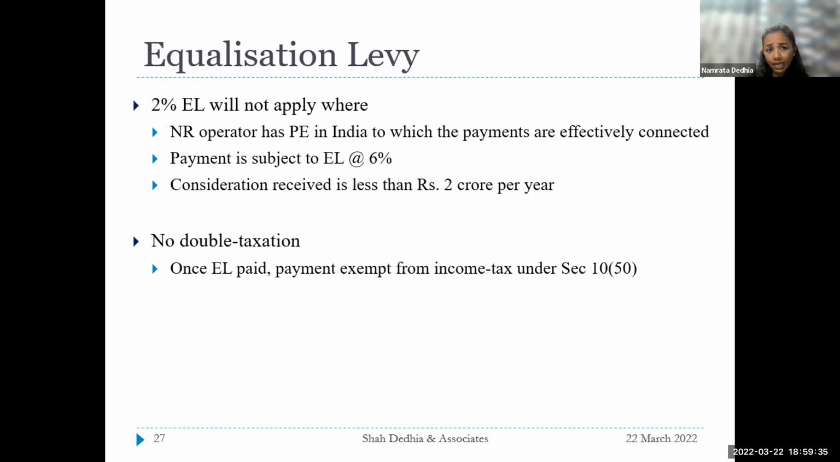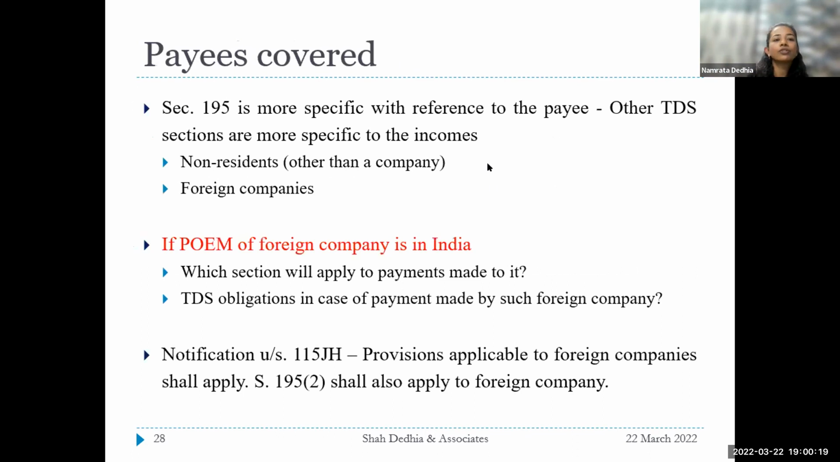To my mind, equalization levy is more specific than the provisions under the Act, and therefore you should go by elimination, identify whether a certain transaction falls under equalization levy or not. In fact, you can look at section 10 subsection 50 also. It says that an amount which is chargeable to equalization levy will be exempt from income tax. So even 10 subsection 50 makes it clear that you have to first look at equalization levy, make sure that it applies or does not apply, and only when you are out of equalization levy will you come back to taxability under the Act. So first examine the EL provisions, and then if you are out of the EL provisions, examine the normal domestic tax provisions.